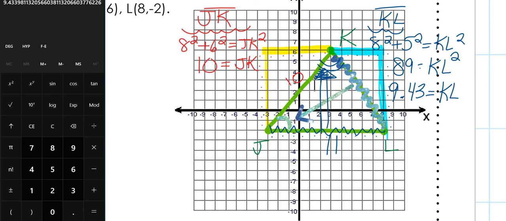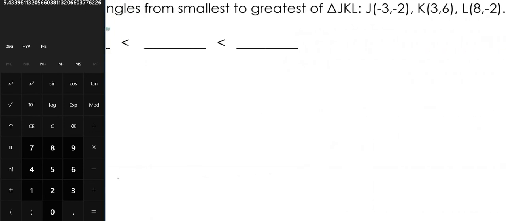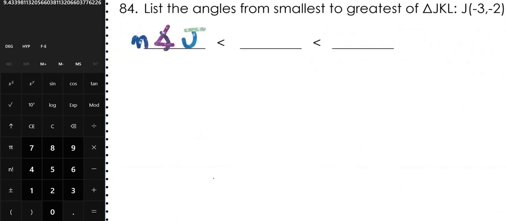So I'm going to go back to my notes where I've been putting in my answers, and I'm going to say that the measure of angle K is the largest because it's across from your longest side. Now what's left? That leaves us with angle L, which is your medium angle. So the measure of angle L is my medium angle. Okay, we're done. Let's keep moving.